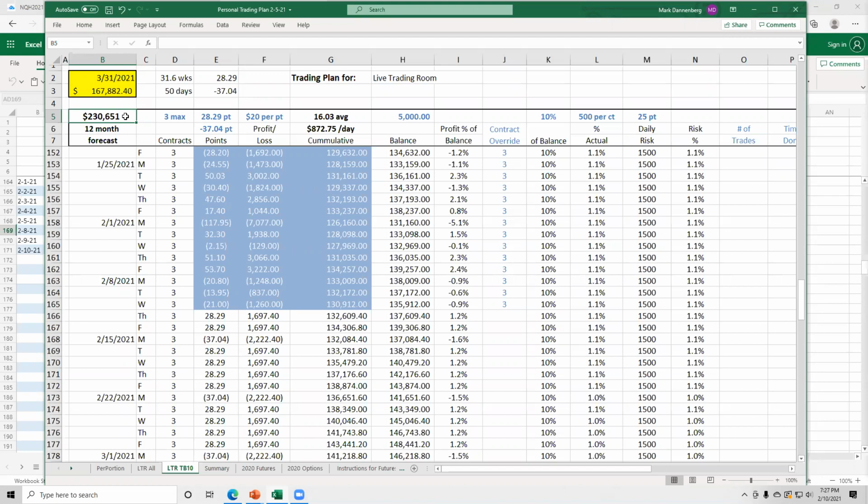So that's the personal trading plan. I think it's an extremely critical tool for every trader to have, and I would invite you to download the trading plan and incorporate it into your personal trading.